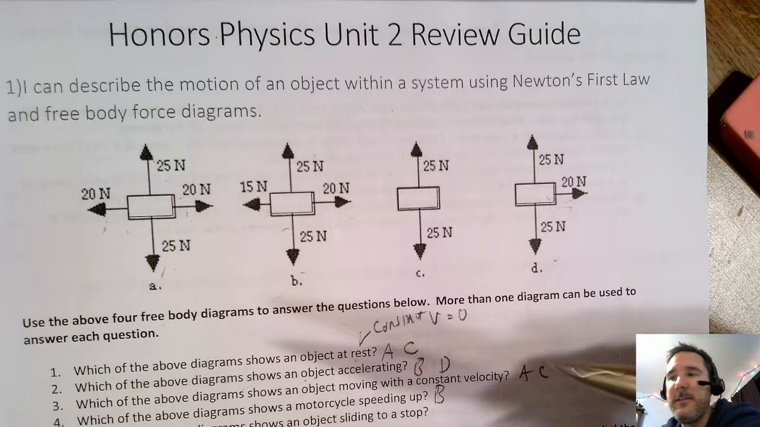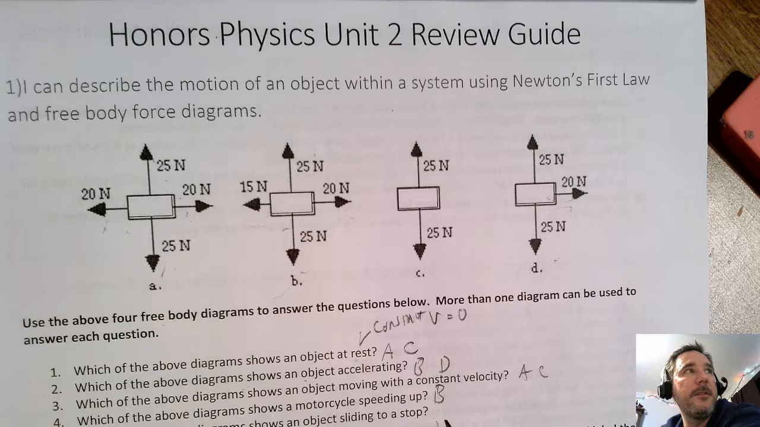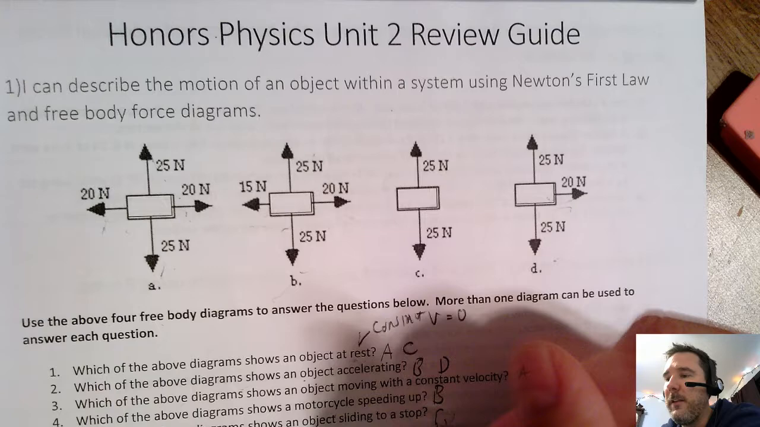And which one shows it sliding to a stop? Well, just like what I said, if there's one unbalanced force, then we're talking about something sliding to a stop. That force is going to be friction. So I'm going to go with D, the last one, here.